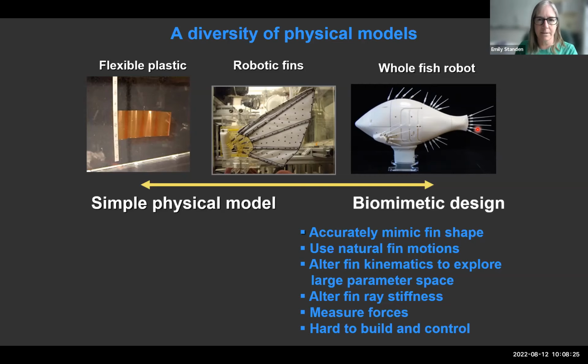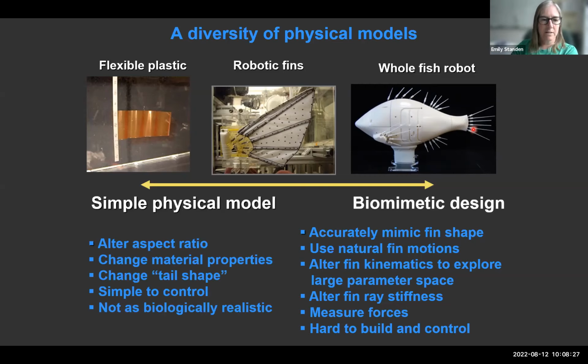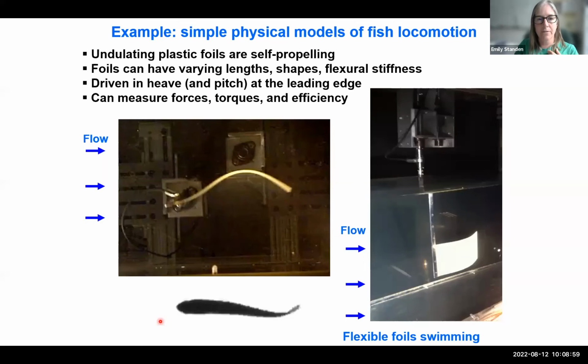So there's complexity there. On the other hand, really simple physical models are pretty interesting. You can alter aspect ratio of the flapping foil. You can change its material properties by using different materials. You can change the shape of it, which will change its wake structure. And they're very easy to control. This is on an oscillating flapper. The major drawback, of course, is that they're not as biologically realistic. But I'm going to show you how even these very simple models can give us good information and fine-tune our questions.